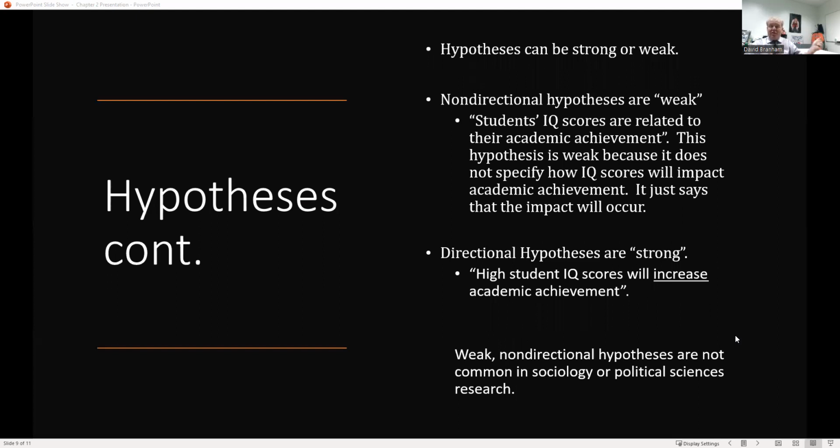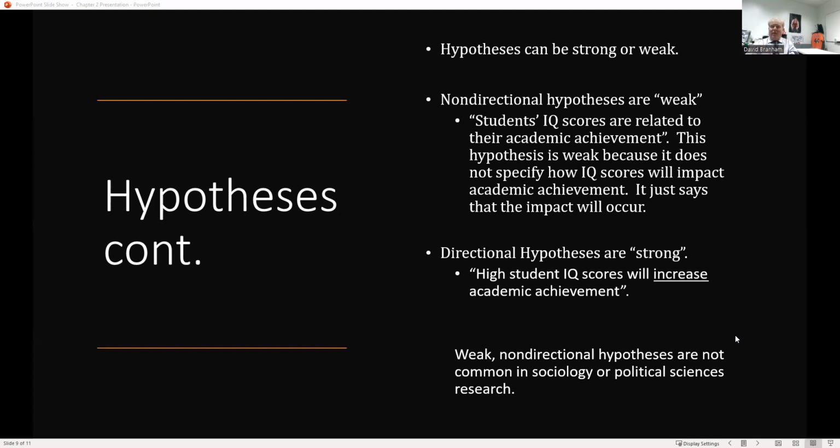So hypotheses can be strong or weak. Non-directional hypotheses are weak. That's the description in the textbook. I agree with the description, but there are disciplines that don't agree. In some disciplines like psychology, it's almost universal that all hypotheses should be measured as weak hypotheses, non-directional. In social sciences, when you come to economics, political science, sociology, in most cases, strong hypotheses are what drives the data. And it's very, very rare where you see a hypothesis that isn't directional.